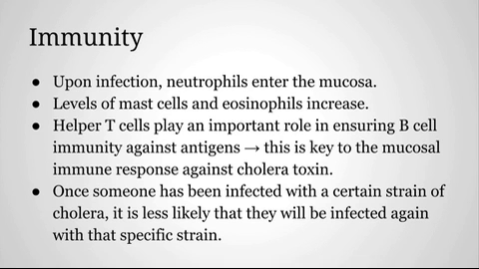So the ability of the small intestine to fight the infection is determined by B and T cells in the mucosal layer. Helper T cells play an important role in ensuring that B cells can fight the antigens with their antibodies, and this is key to the mucosal immune response in the small intestine against the cholera toxin. And that's what causes diarrhea and vomiting. That's what causes the symptoms of cholera.